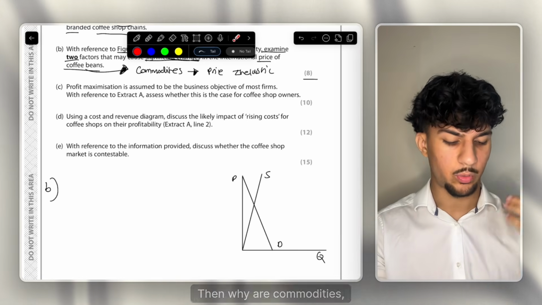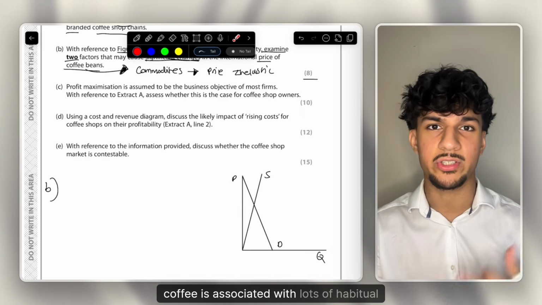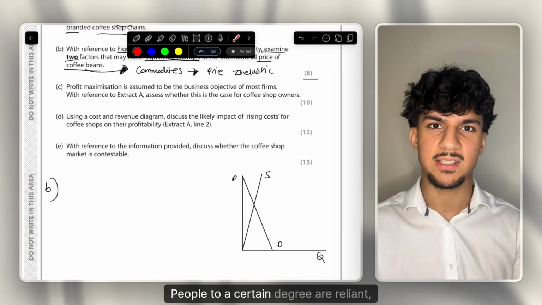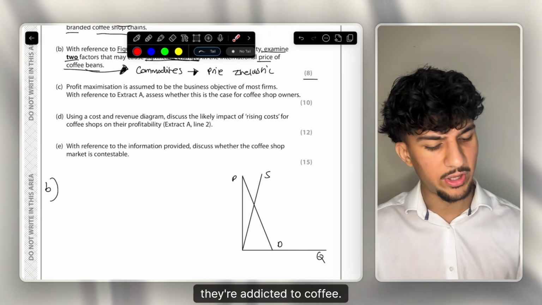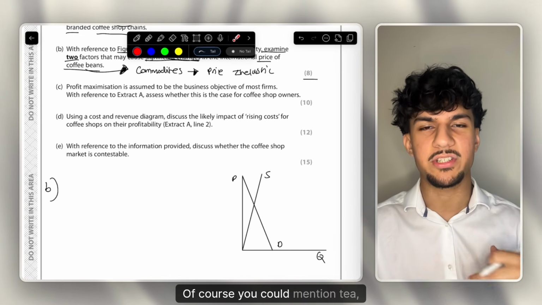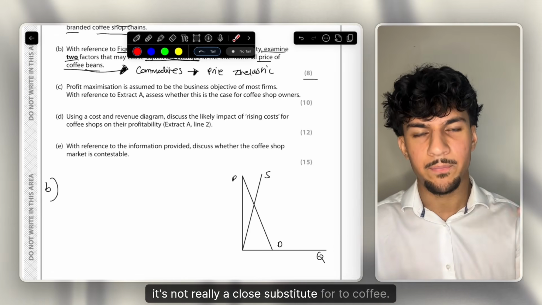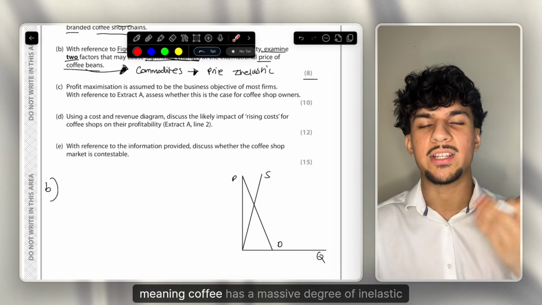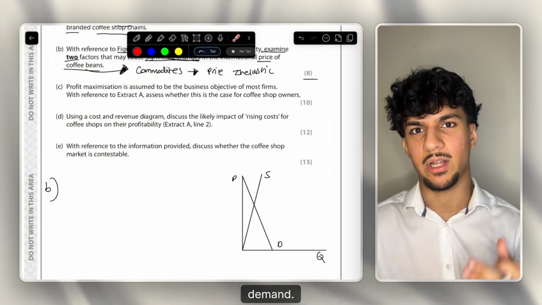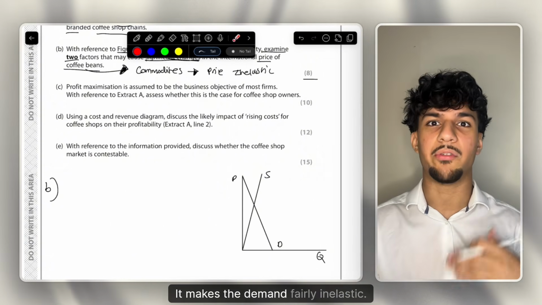Then why is coffee's demand inelastic? Firstly, coffee is associated with lots of habitual behaviour. People to a certain degree are reliant, they're addicted to coffee. And then also the massive lack of substitutes for coffee. Of course, you could mention tea, but tea is not really a close substitute to coffee, thus meaning coffee has a massive degree of inelastic demand. Also, you factor that in with the low relative price of coffee, and it makes the demand fairly inelastic.